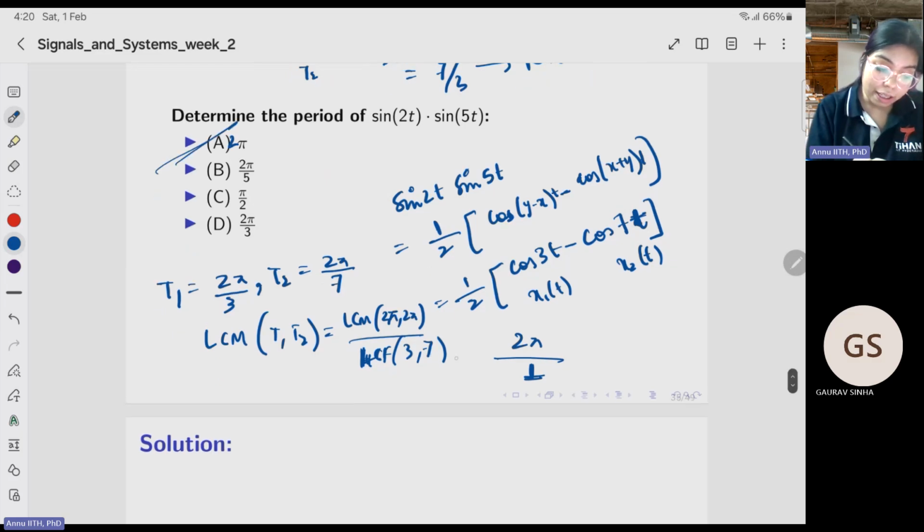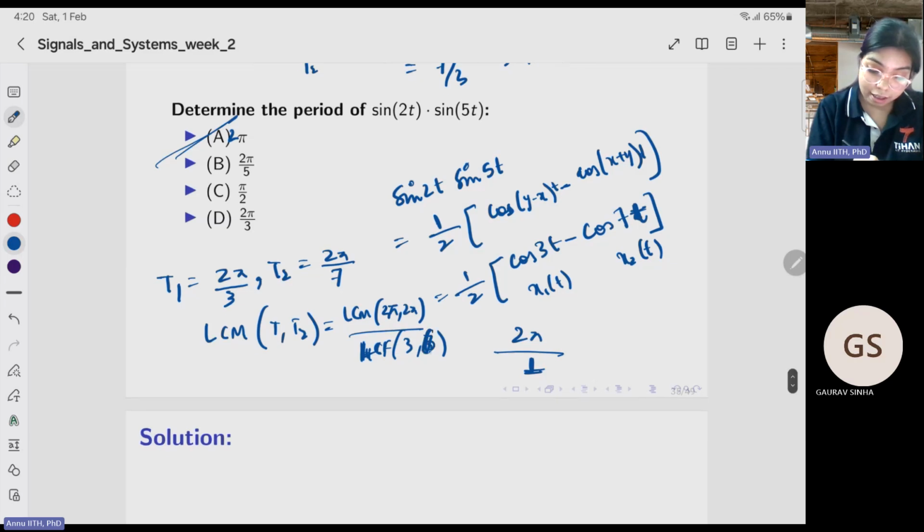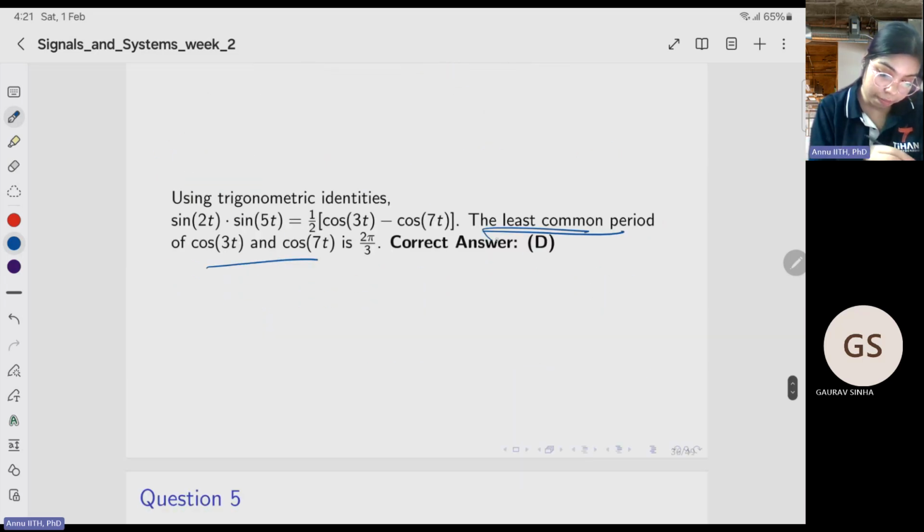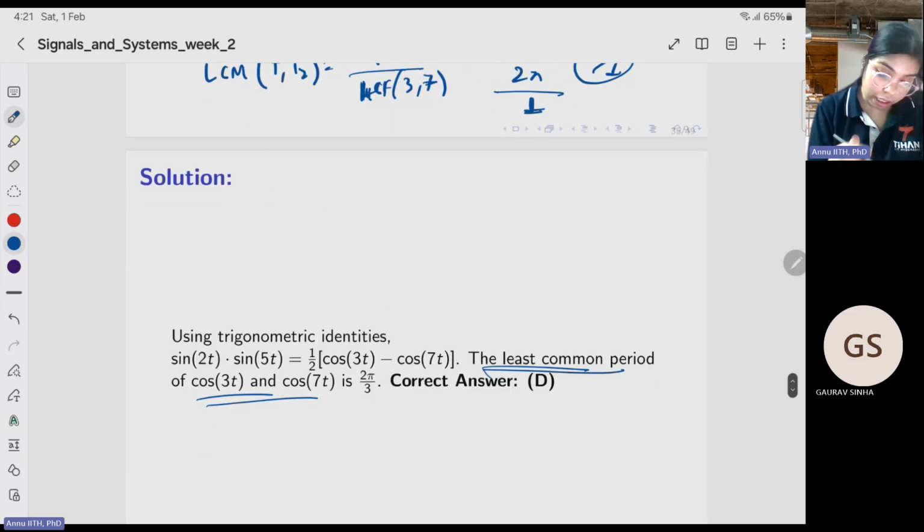So SCF of 37 is 1. It's not 3. If it is 6, definitely it will be 3. But 37 is 1, so 2 pi by 1 is 2 pi. It's not matching. This particular thing is wrong.